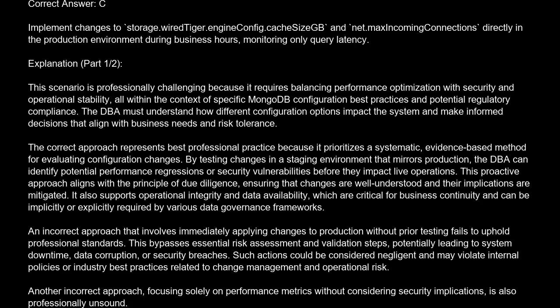changes. By testing changes in a staging environment that mirrors production, the DBA can identify potential performance regressions or security vulnerabilities before they impact live operations. This proactive approach aligns with the principle of due diligence, ensuring that changes are well understood and their implications are mitigated. It also supports operational integrity and data availability, which are critical for business continuity and can be implicitly or explicitly required by various data governance frameworks.